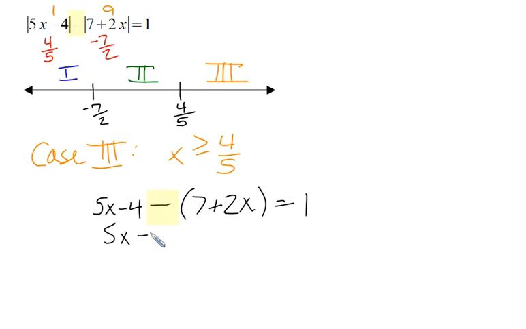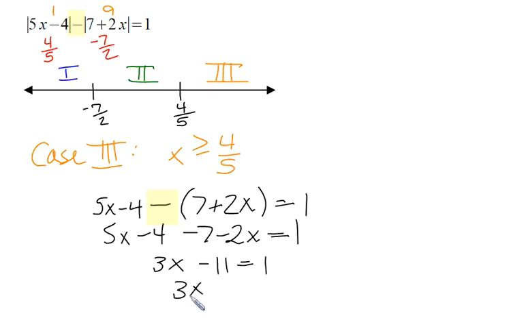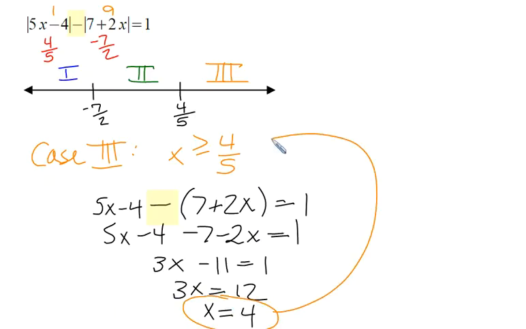So rewriting this, we'll get 5x minus 4 minus 7 minus 2x is equal to 1. Combine our like terms. 3x minus 11 is equal to 1. So 3x is equal to 12, or x is equal to 4. Again, compare. The easiest way to check is to just look back to the case. Is x equals 4 greater than or equal to 4/5? Yes, it is, so that solution would work.